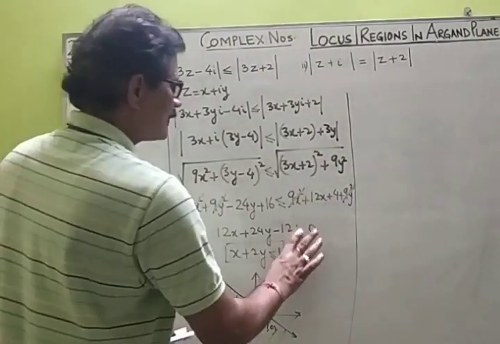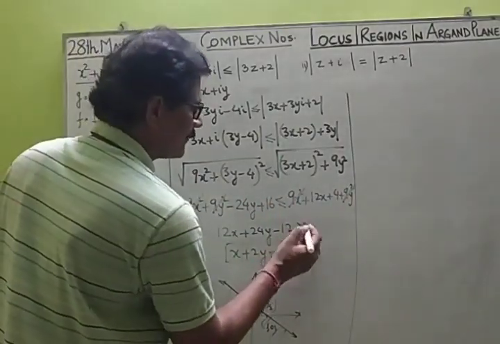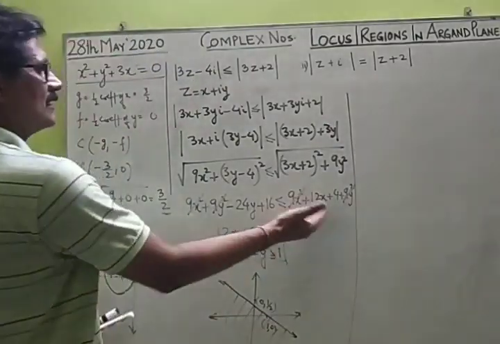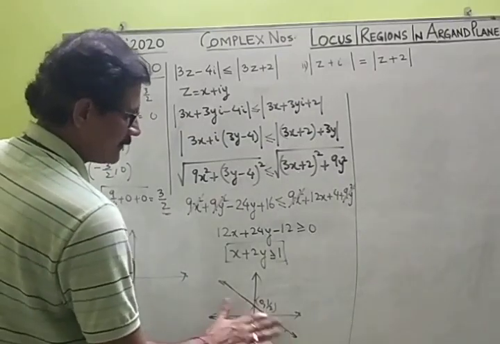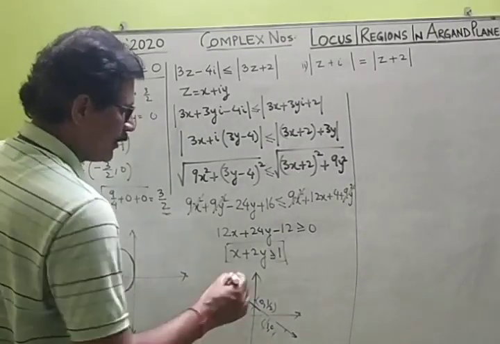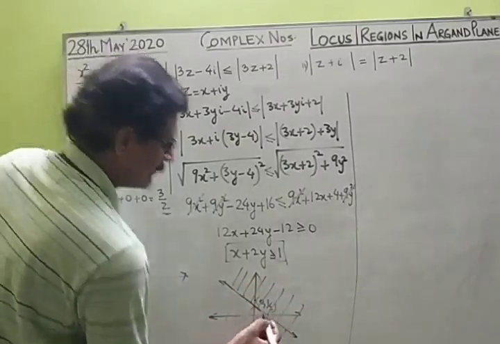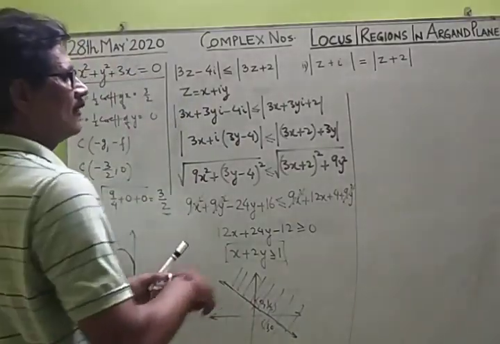When I have shifted this to the right hand side, this will become greater than or equal to 0. Children, this will become greater than or equal to 0, because I have shifted this side. So we will find the points above this line satisfying this equation. We will have all the points above this line satisfying this equation, not this one.